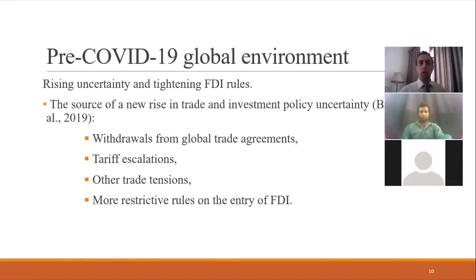The sources of the new rise in trade and investment policy uncertainty. We define four sources here. First, withdrawal from global trade agreements, which means previously there were some global trade agreements between countries, and recently some countries decided to come out of those agreements. Second, tariff escalation, of which Trump's trade war was a part. Third, trade tensions, and also more restrictive rules on the entry of FDI. We will talk about these restrictive rules in detail later.